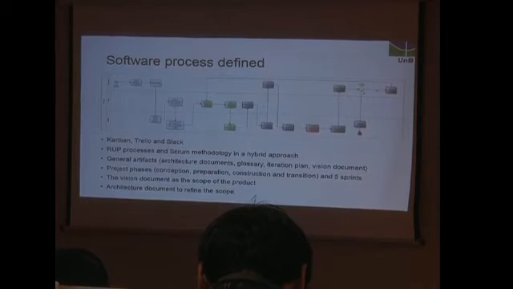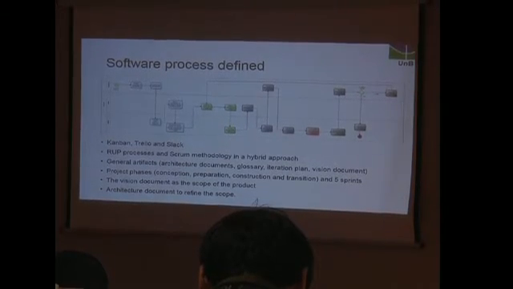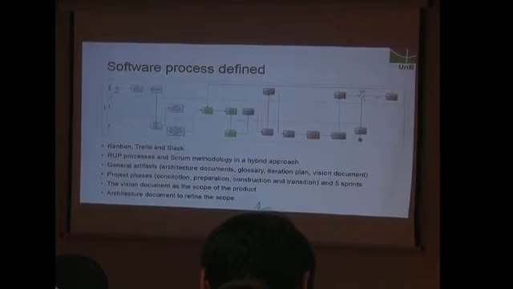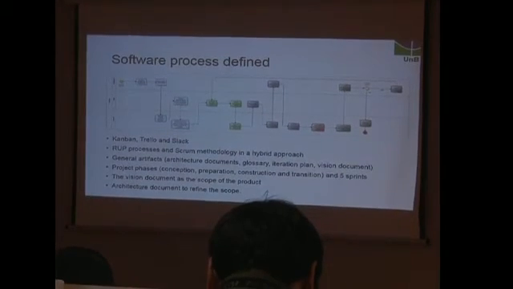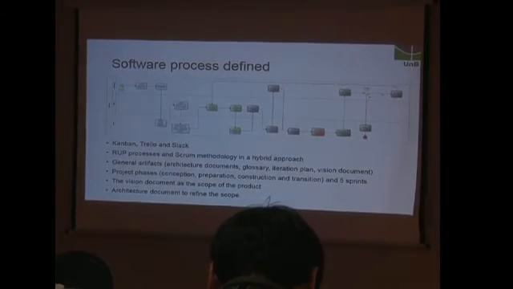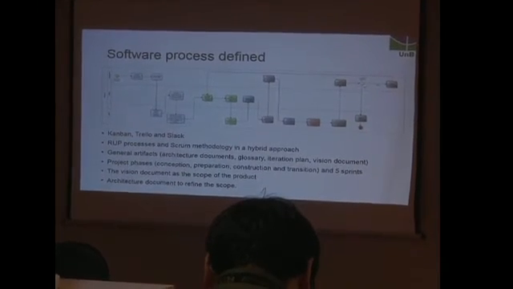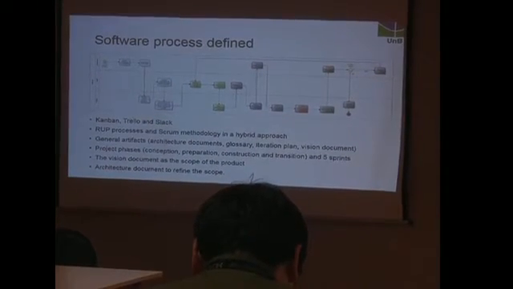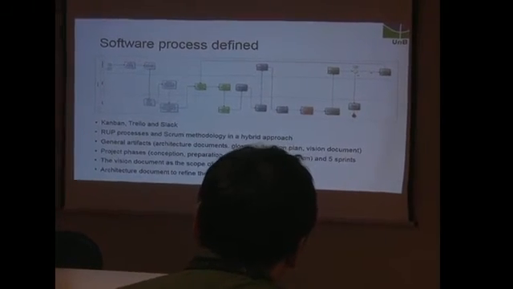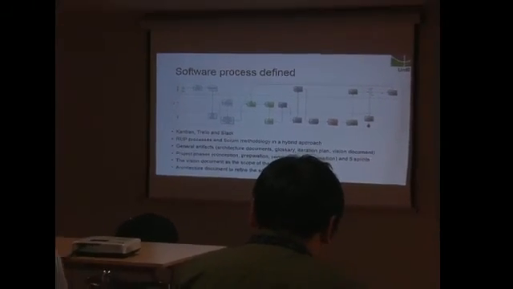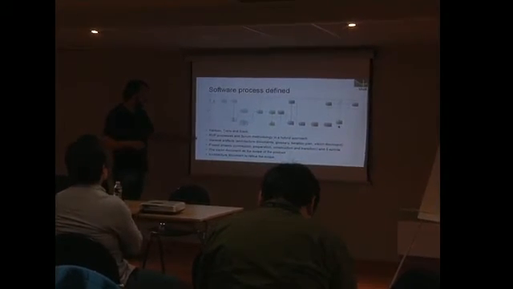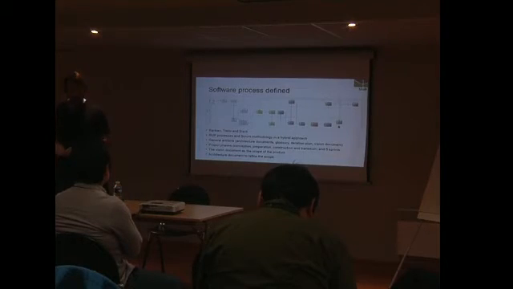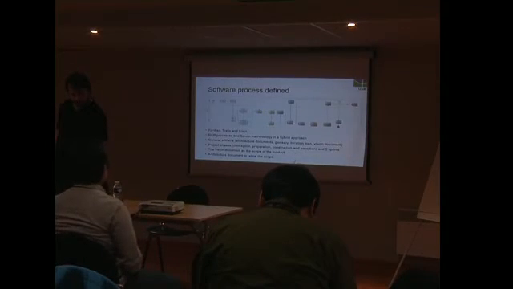We designed a process. Of course, there were software engineering students. They had to model and to define the right artifacts to be done, and we had a lot of tools to help support this task. And this is being done again at the undergraduate level, so we really have to pave the way for them by using Kanban, Trello, Slack, and Scrum in a hybrid approach. They produce general artifacts like architecture documents, glossary, iteration plan, and vision documents, designing the project phases and the main scope, and an architecture to refine the scope.